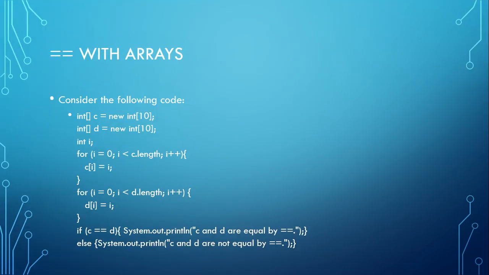So consider the following code: int[] c = new int[10]; int[] d = new int[10]; for (int i = 0; i < c.length; i++) c[i] = i; and for (int i = 0; i < d.length; i++) d[i] = i. If (c == d) System.out.println("c and d are equal by =="); else System.out.println("c and d are not equal by ==").